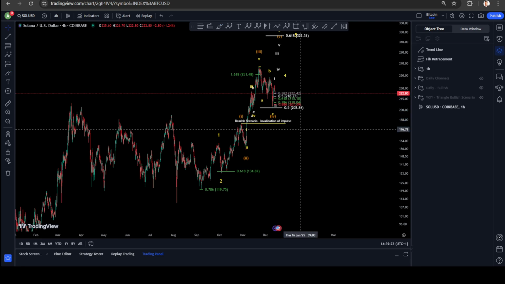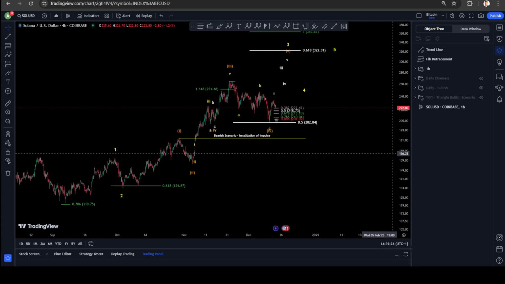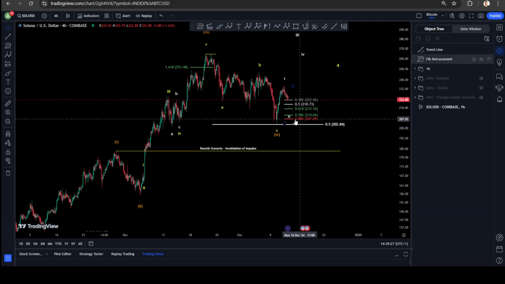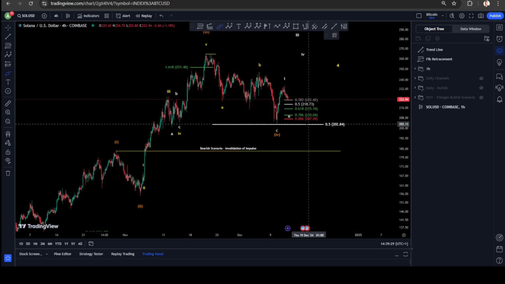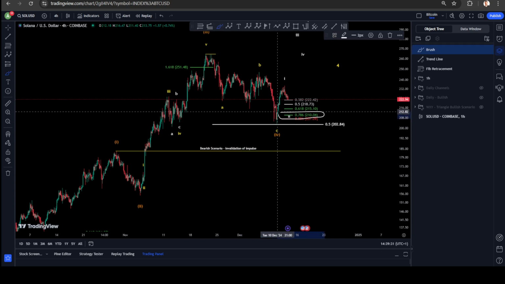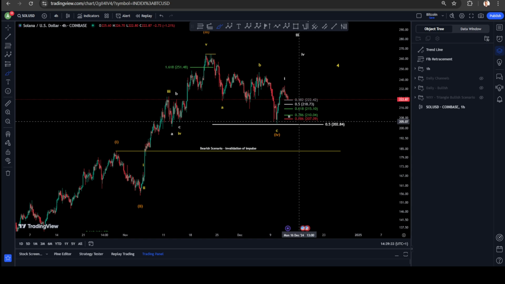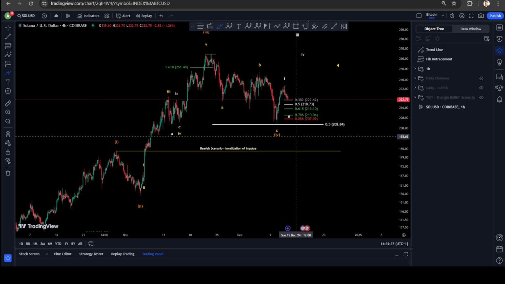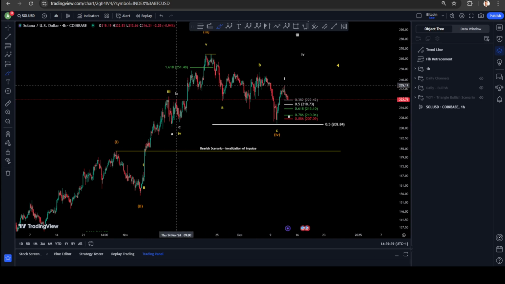So this is only your bearish scenario, guys. So nothing to be afraid of yet. We are still bullish until we break this 0.786. Therefore, we start to think about a bearish scenario. So that was it for Solana based on Elliott wave.